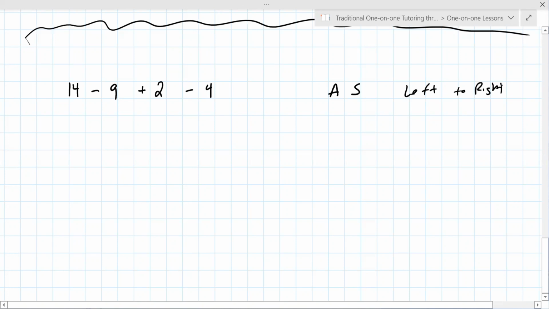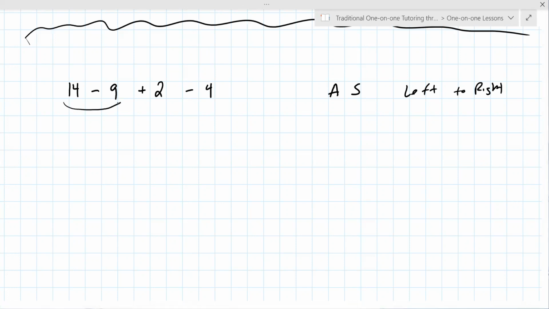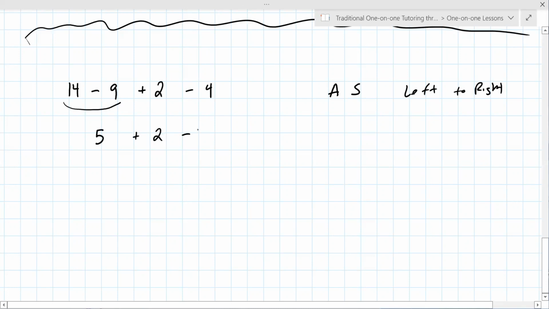Okay, so first is 14 subtracting by 9, which is 5. So whenever you get that result, you just bring down the other parts. And then 2.